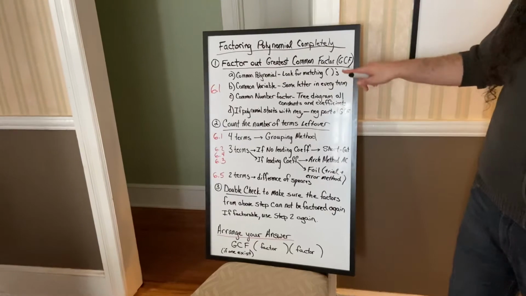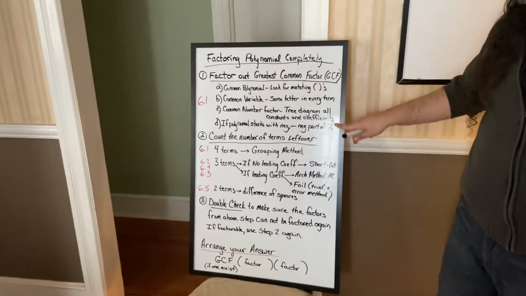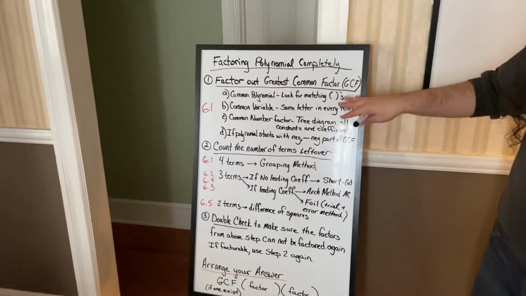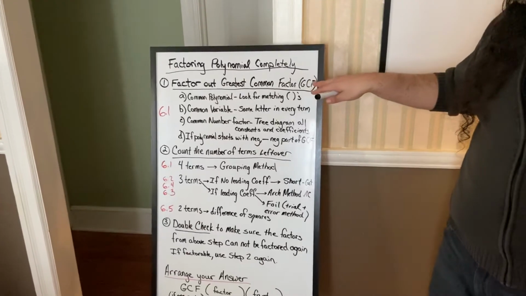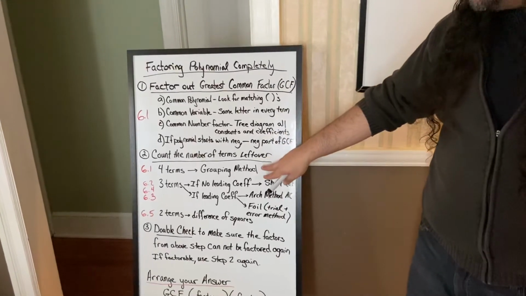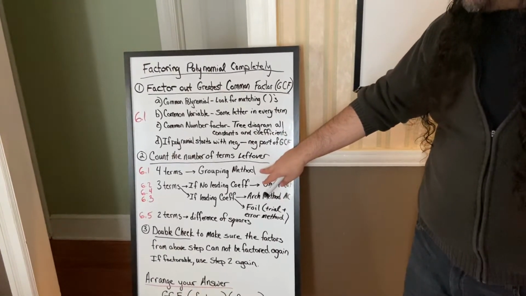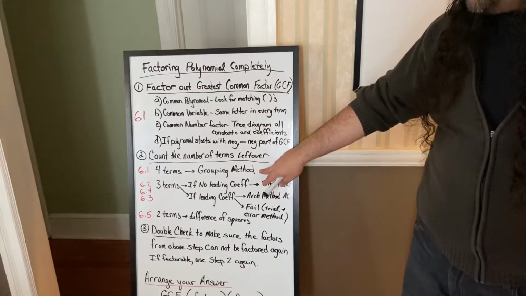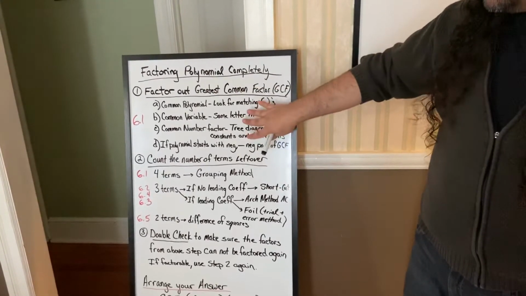So the type of method that we're going to start off with first is 6.1. In 6.1, we have to talk about how to factor out a GCF, and then eventually we'll have to talk about how to do it when we have 4 terms. We call that the grouping method. We're going to come back to this in a second.